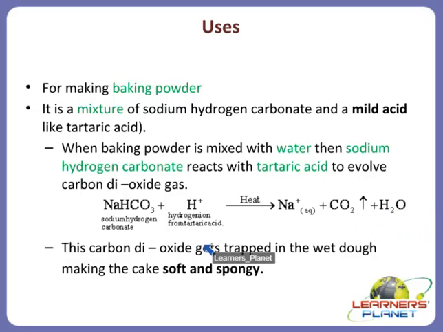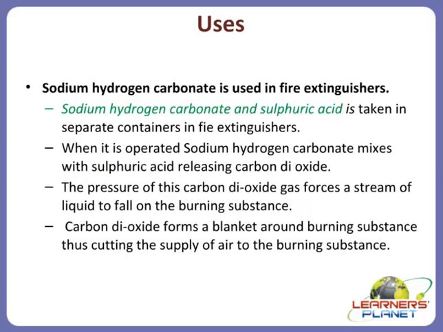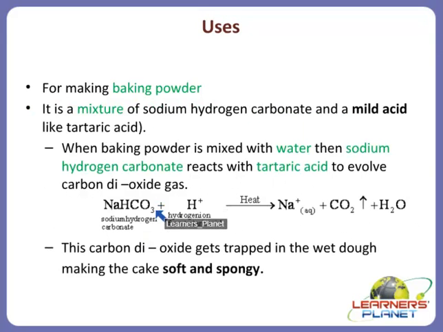Now this carbon dioxide, students, gets trapped in wet dough and makes the cake soft and spongy. Now why should we use tartaric acid here? Why not only NaHCO3? Just tell me why we are using tartaric acid. Why not only NaHCO3? The reason is, if I am using NaHCO3 only, assuming that only carbon dioxide is of use, what will happen?